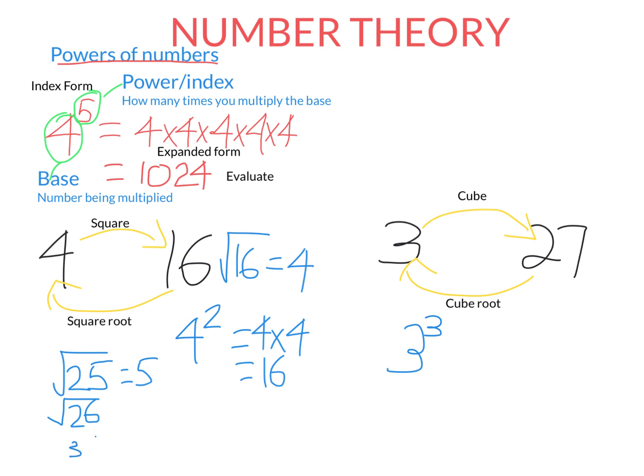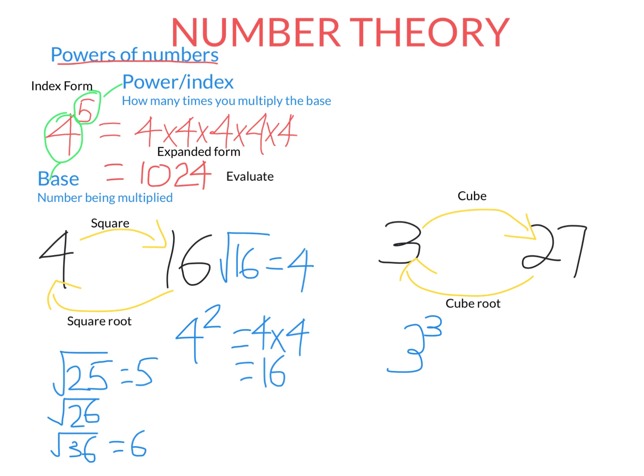36 is a square number. It's a perfect square because it's 6 times 6. So the square root of 36 is 6. The square root of 36 is saying, what number do you square? What number do you multiply by itself to get 36? So the square root of 26 is going to be more than 5 and less than 6, but it's not going to be a whole number. Perfect squares, when we square root them, we get a whole number.